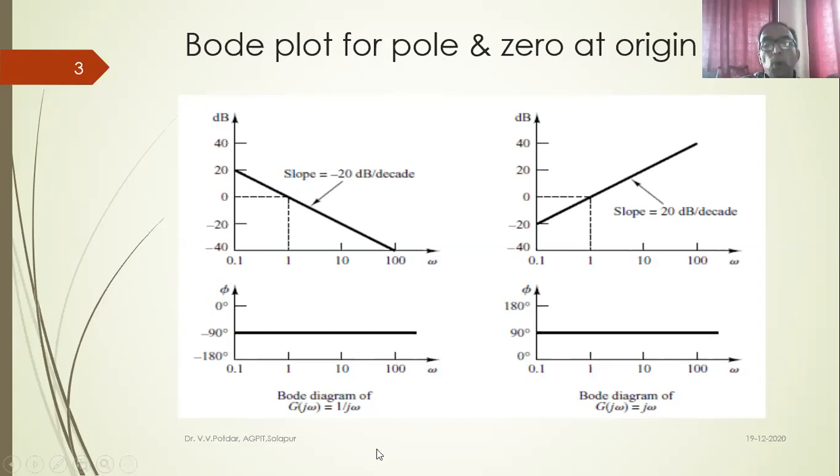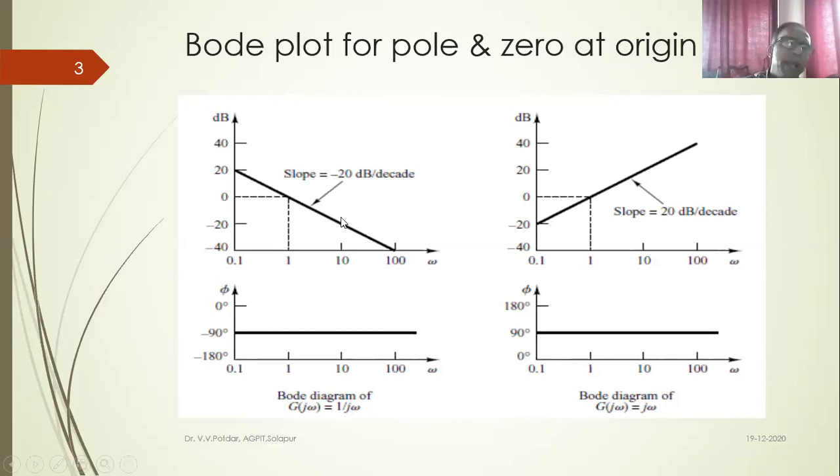For a pole, the Bode diagram of 1 upon j omega, that is 1 upon s, is the Bode diagram for a pole at the origin. This is the magnitude plot and this is the phase angle plot. So we need two plots in a Bode plot: the magnitude versus frequency plot, that is the magnitude plot, and the phase angle versus frequency plot, that is the phase angle plot. Both these plots together correspond to the total Bode plot. For a pole at the origin, 1 upon j omega, that is 1 upon s, it is a line of slope minus 20 decibel per decade.